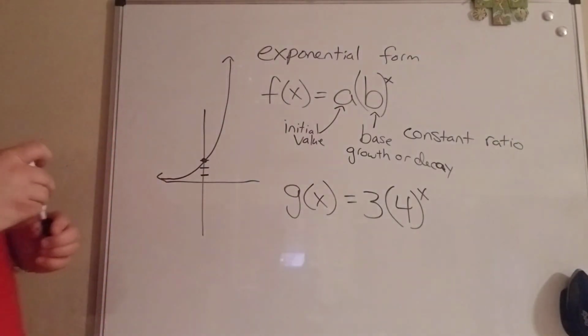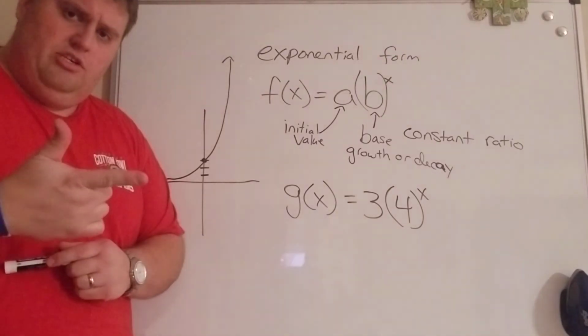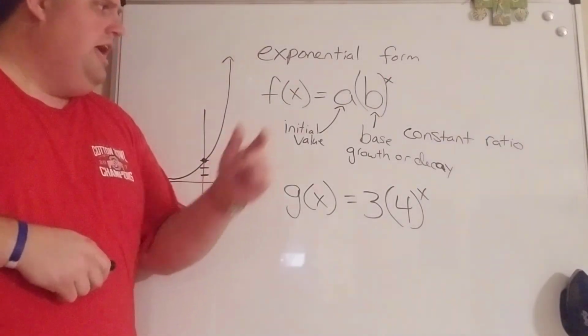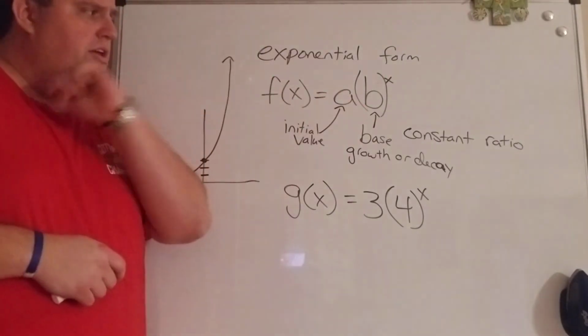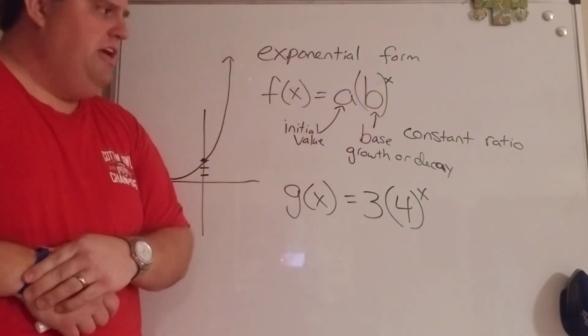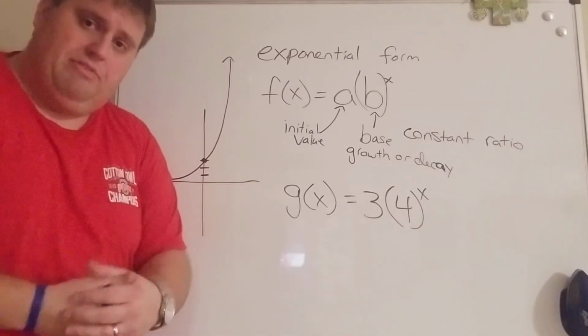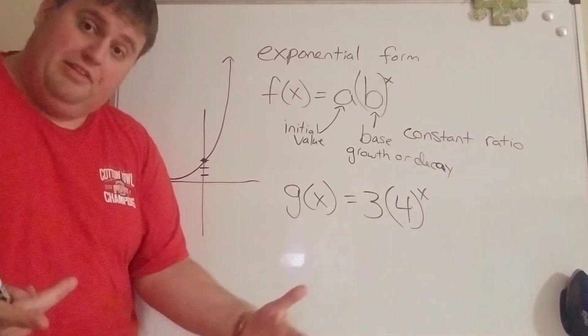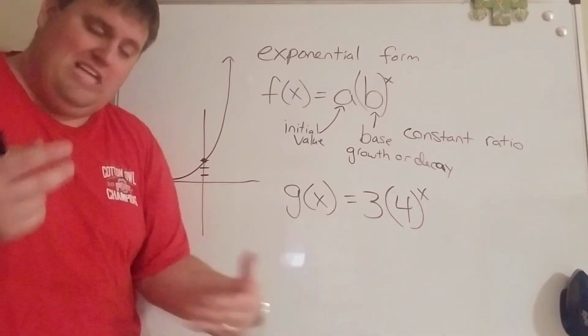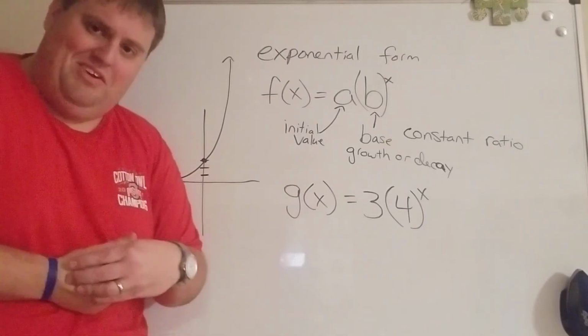So, we talked about domain and range. Cool. And we talked about this initial value and this constant ratio and what those two things are bringing to the table and telling us about these functions. I think that's pretty good. You guys should have a pretty good grasp of what's going on with these exponential functions now.